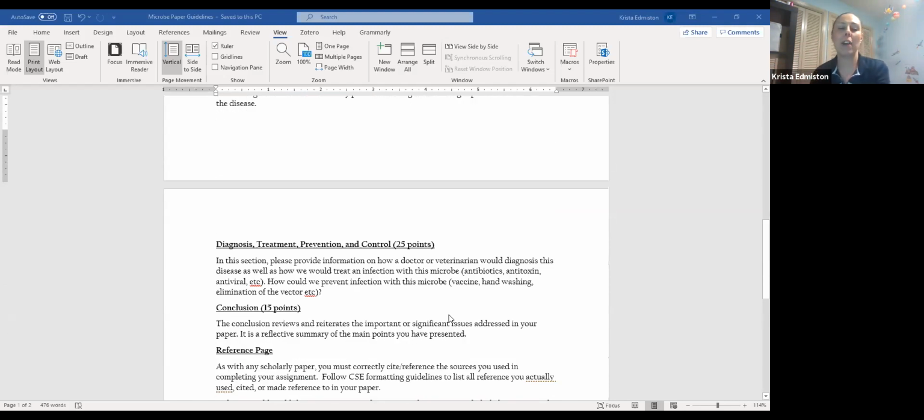Diagnostic, treatment, prevention, and control. This is where we're talking about how do we prevent these diseases? Is there a vaccine? Is there like a surveillance mechanism with food poisoning? How do we control food poisoning? How do we prevent that? What kind of treatments are available? Is there an antibiotic? Is there an antifungal, an antiviral?